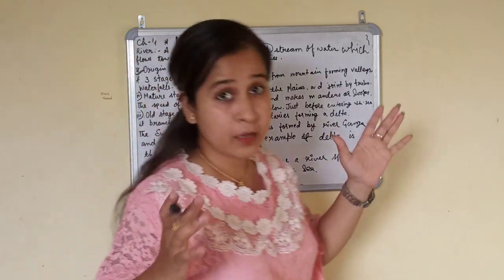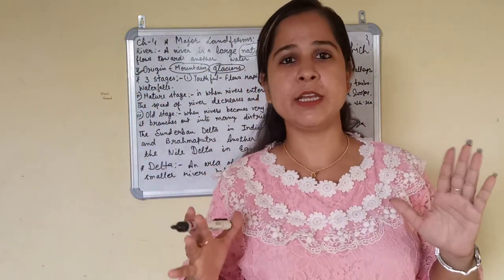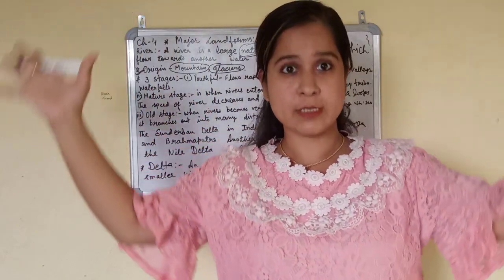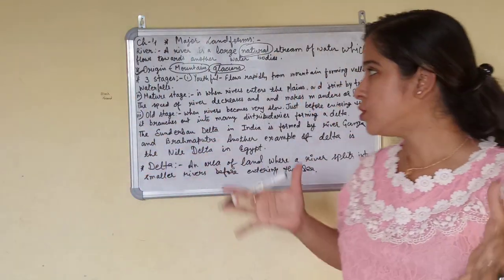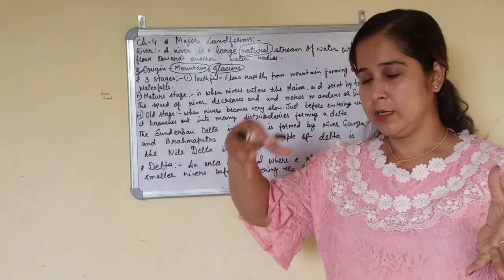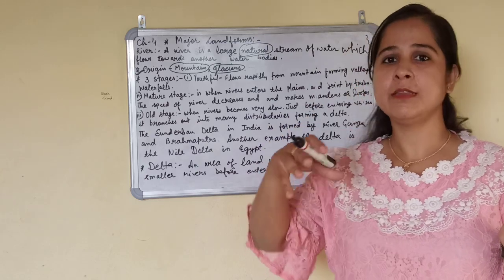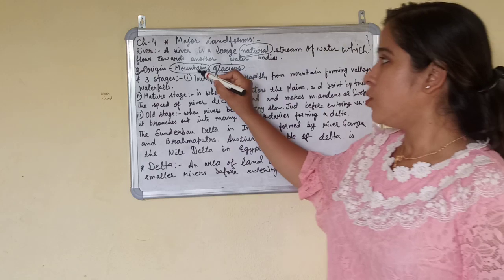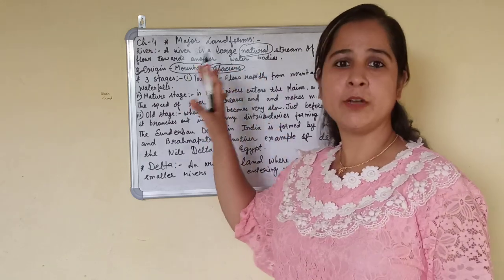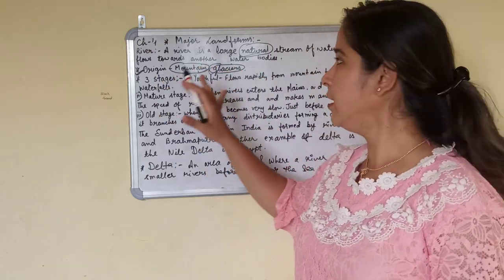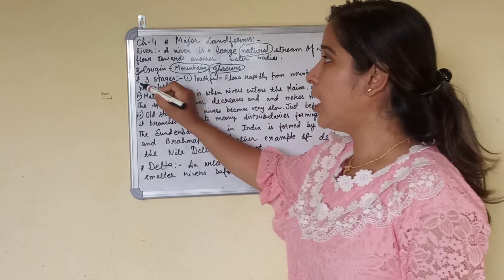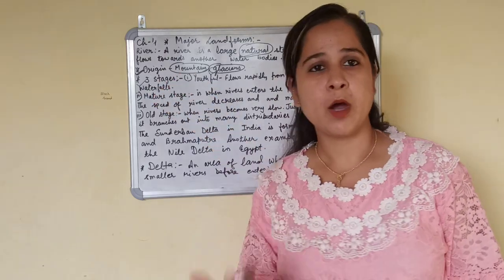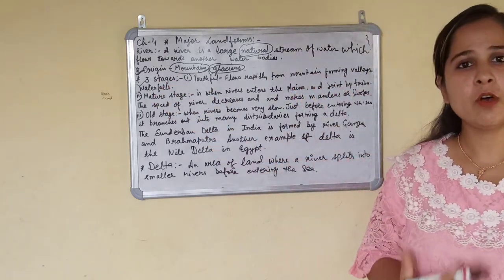As I said, these glaciers are very large in size. So when the water melts, it takes the long shape of a river. So you have understood the origin of a river from mountains and glaciers. Now we will read about the different stages of a river.